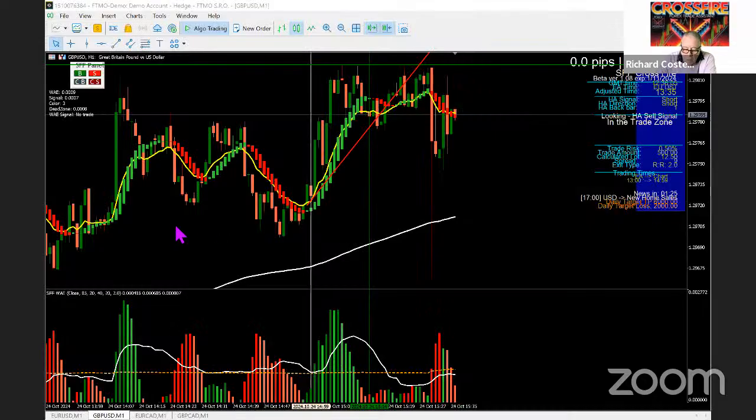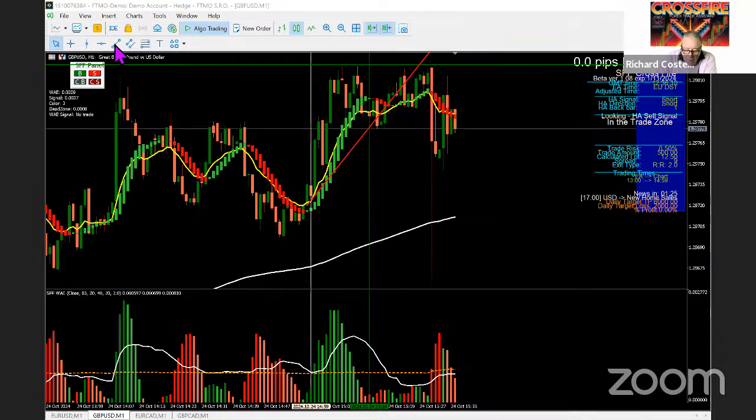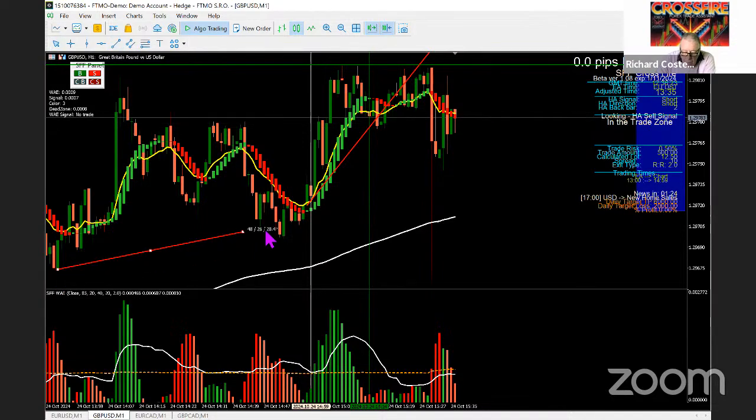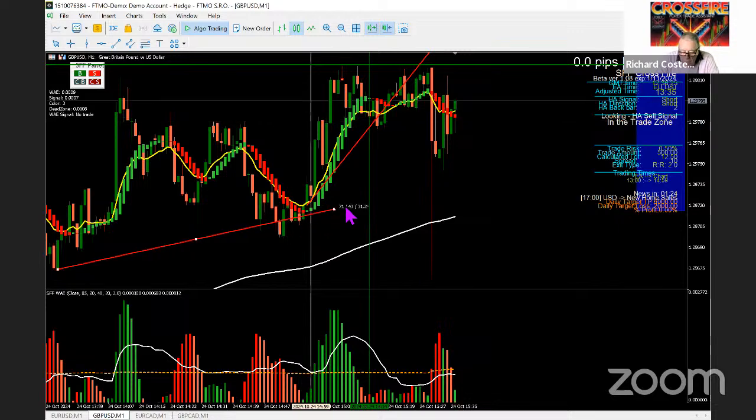I'll go back to the red one. So if I go back to 25, I'm going to draw a trend line where I think it should be, and then we'll work off that. So the trend line, I think it probably should be sort of starting there, and then touching the bottom of that candle there.